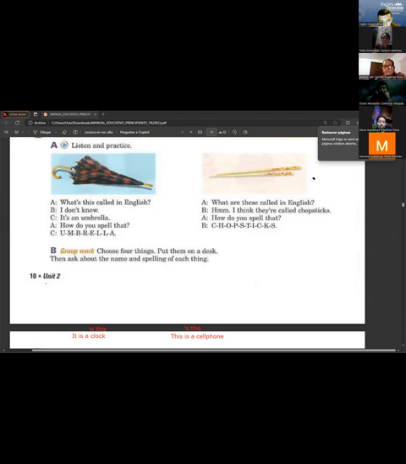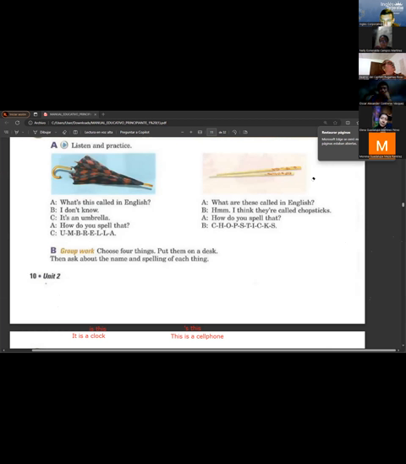I don't know. It's an umbrella. How do you spell that? U-M-B-R-E-L-L-A. Okay, siguiente diálogo. What are these called in English? I think they are called chopsticks. How do you spell that? C-H-O-P-S-T-I-C-K-S.